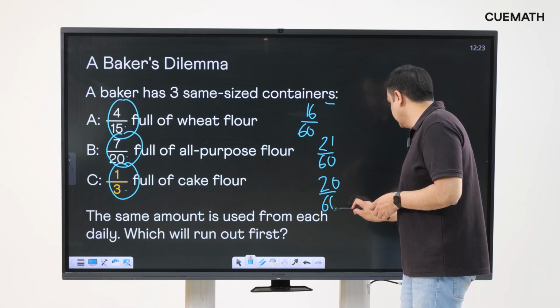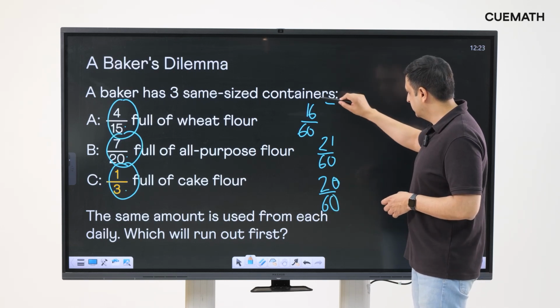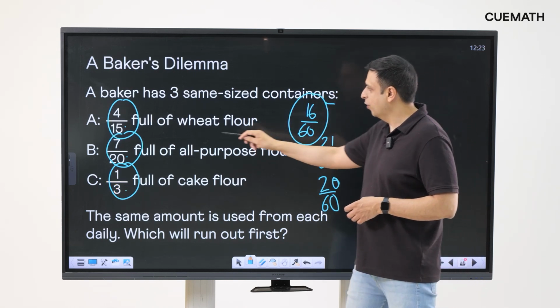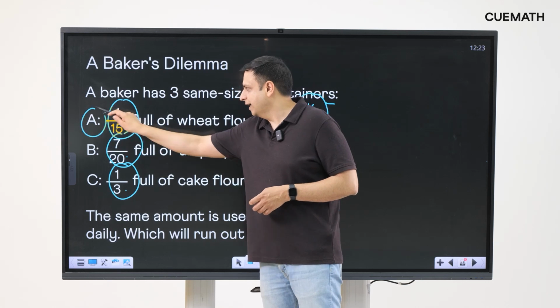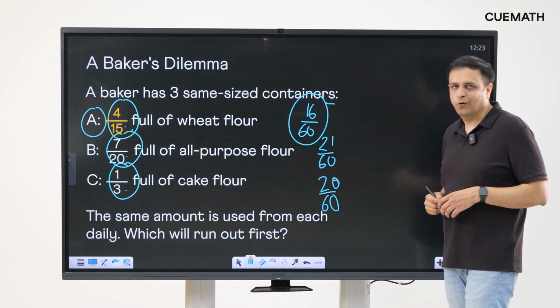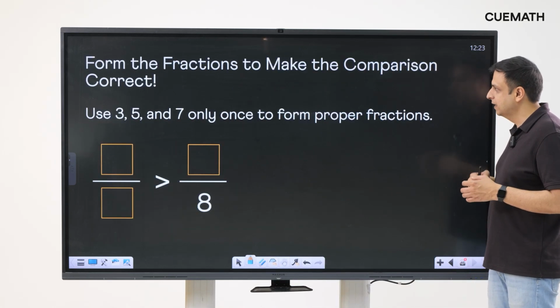So which fraction is the smallest? It's this one, 16 over 60 or 4 over 15, which means that container A will run out first. So that's the answer in this case.